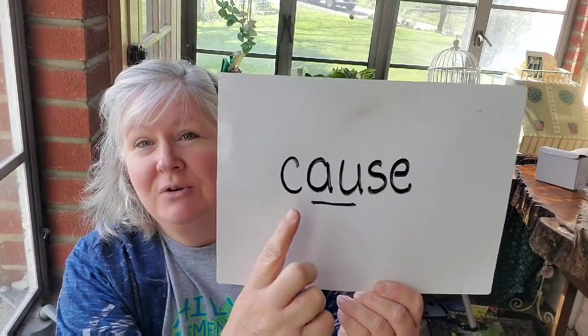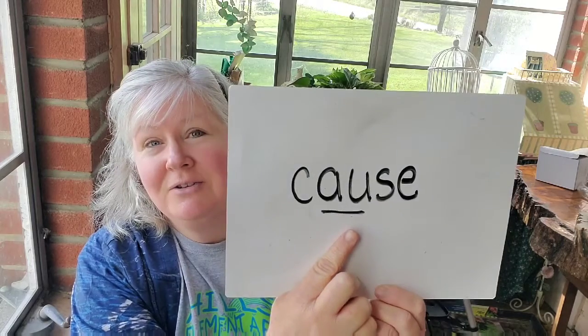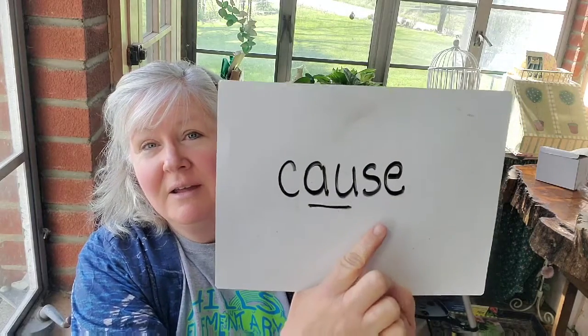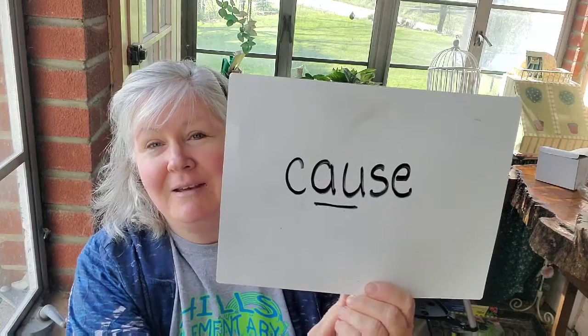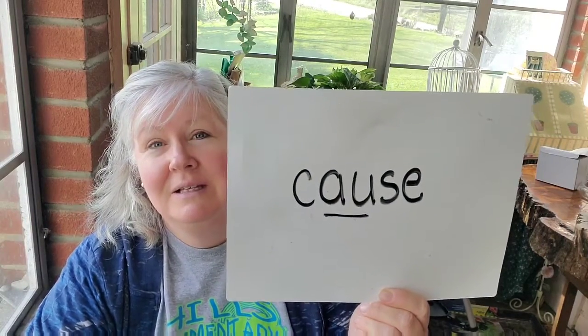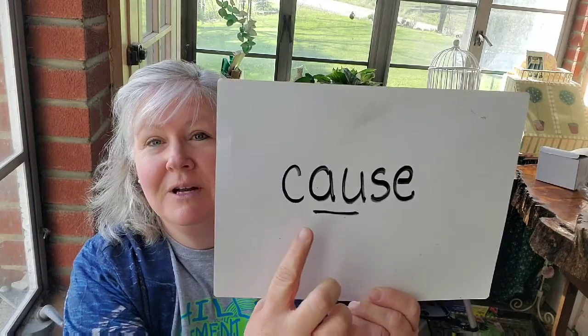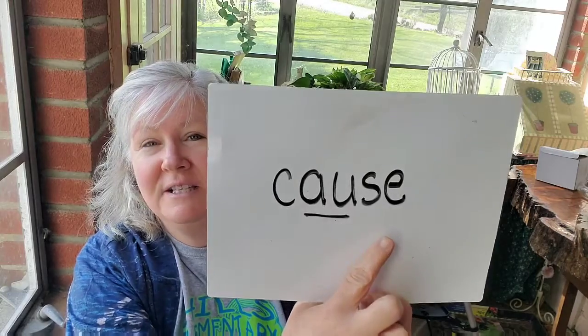Ready? Decode it. First sound, k. AU spelling pattern says augh. And S followed by E. Okay, it's not acting as magic E. It is turning the S into the Z sound. So Z. Ready? K. Oz. Cause. Now we did cause and effect. The cause is something that makes something else happen.